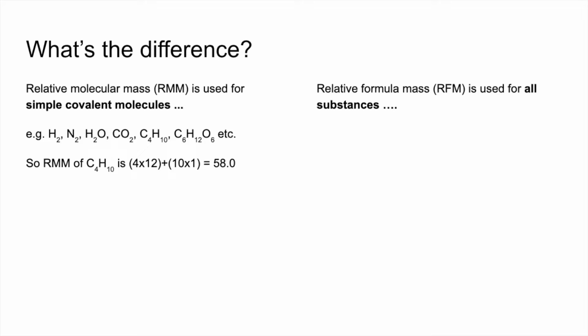Relative formula mass, on the other hand, RFM for short, is used for all substances. So things like simple covalent substances, giant covalent substances, and giant ionic substances. So we can use RFM for all of those.